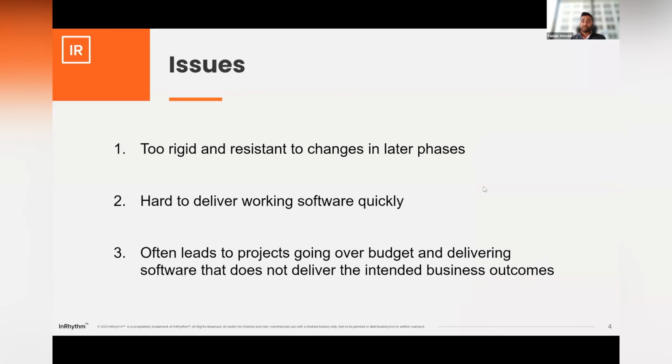Now, what are the challenges? It's too rigid and resistant to changes in later phases. It's hard to deliver working software quickly because you get all the requirements up front and detail everything, so software delivery comes way at the end. These projects used to take a year, 2 years, 3 years to get anything out. A lot of projects would go over budget, and I mean a huge percentage. By the time you deliver it, the software does not deliver the intended business outcomes because the business environment could have changed.